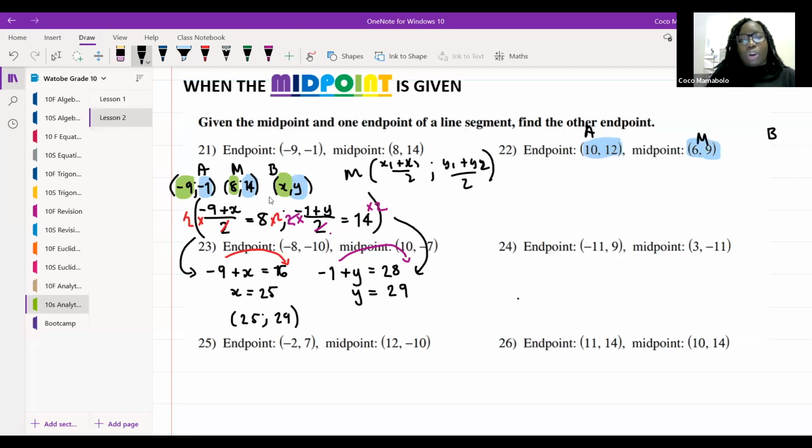So we're going to go, open bracket, 10 plus x over 2 must equal the midpoint. The midpoint of x is 6, comma, 12 plus y over 2 is equal to 9. I'm going to ask you to mute for me, please, Jasmine. All right.